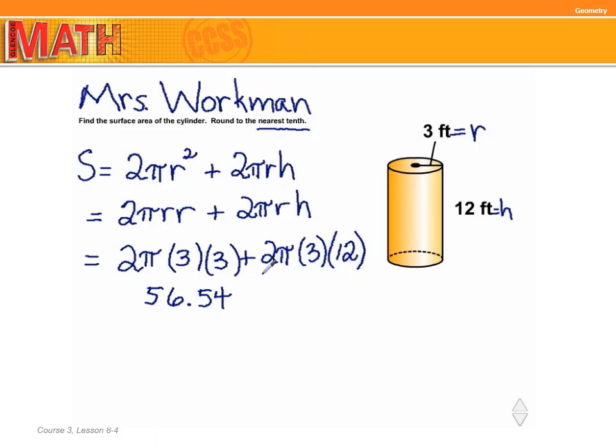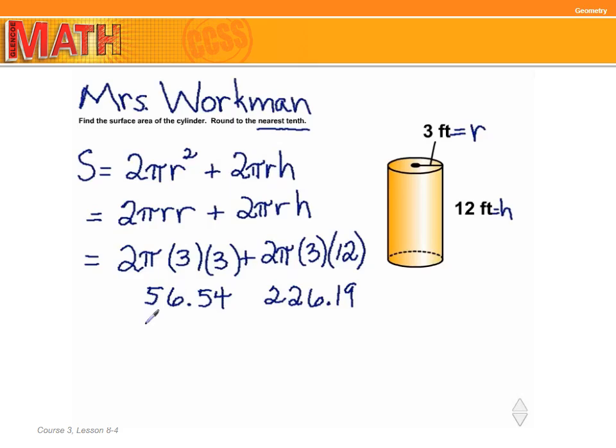Now let's look at this second product. On your calculator, 2 times pi times 3 times 12. There we're going to get approximately 226.19. Now again, there's probably a lot more numbers going on here, but we're going to stop right there because we only need 2 decimal places for our eventual rounding off. Now these are approximate values because of that pi.